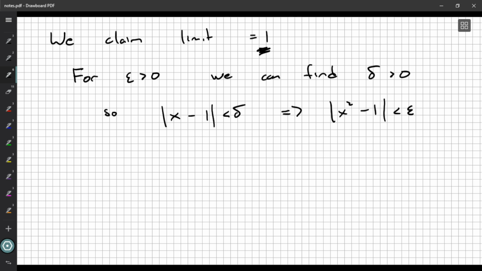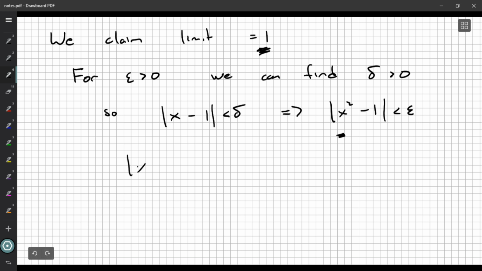Now, when it comes to constants and linear polynomials, I find epsilon delta proofs tend to be fairly straightforward. But as soon as we move into things like quadratics, cubics, we have to be a bit more careful. Let's try and play around with this.